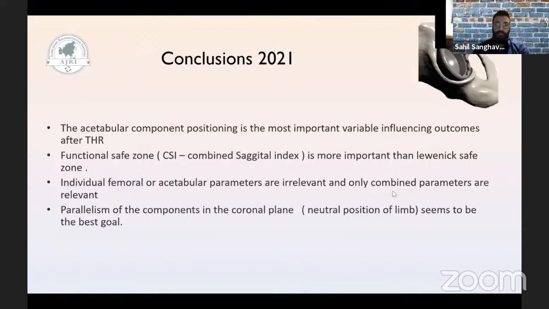And then the parallelism of the components in the coronal plane, with the patient standing, when the acetabulum and the head are parallel, that is the position that you're shooting for. That means that you got both your version and inclination right. This is what we aim to do in 2021.